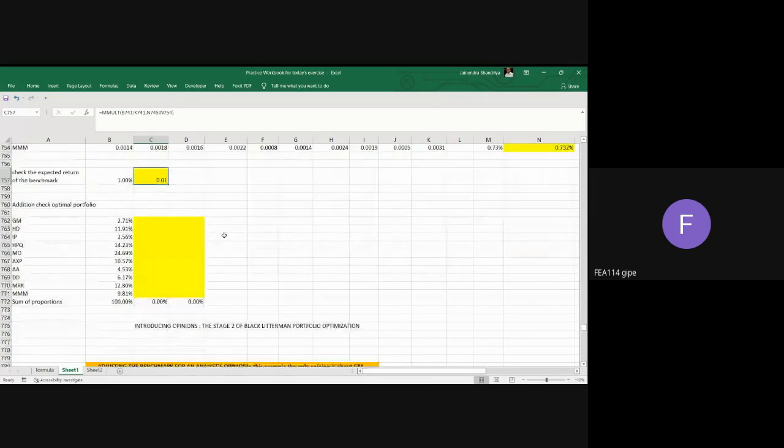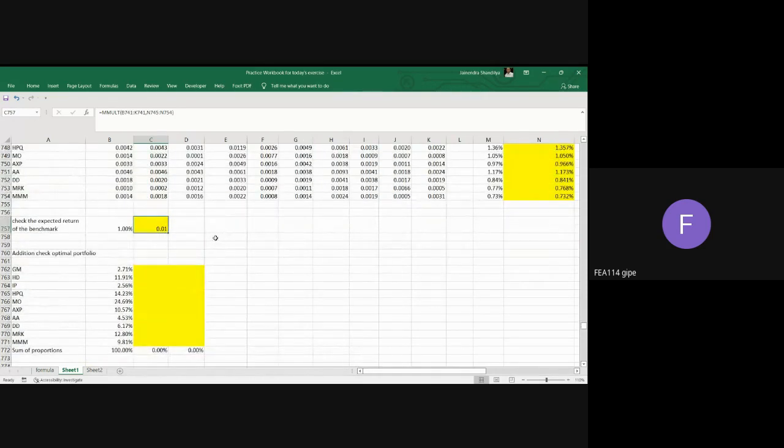Now I want to check whether this is the optimal portfolio, in which General Motors and Home Depot is 2.7. Yeah. Can you show the expected return of the benchmark formula again, what you have used?